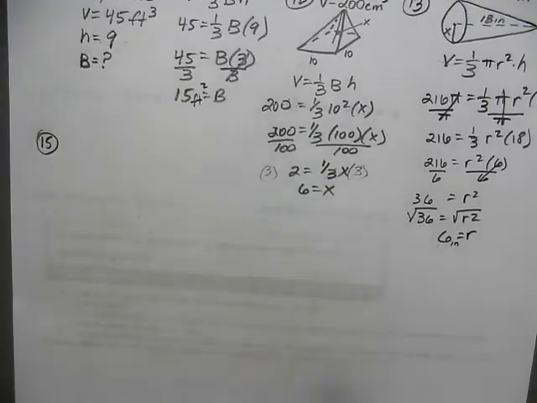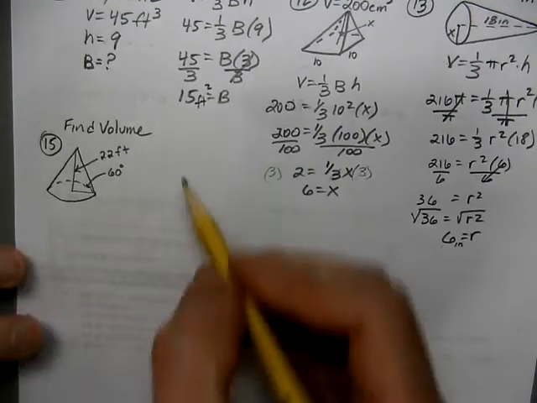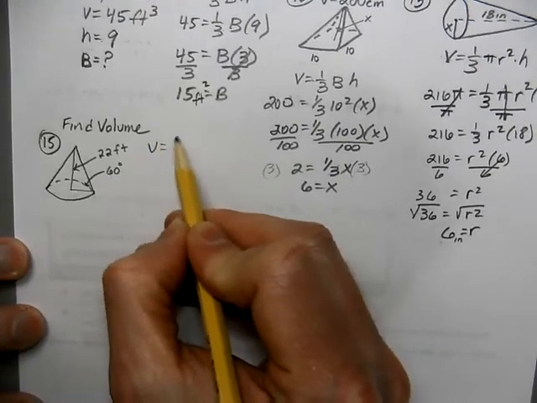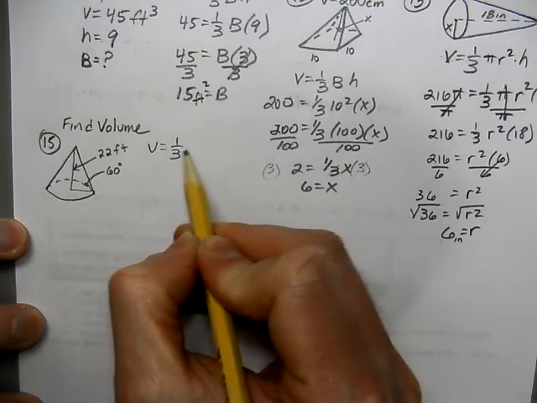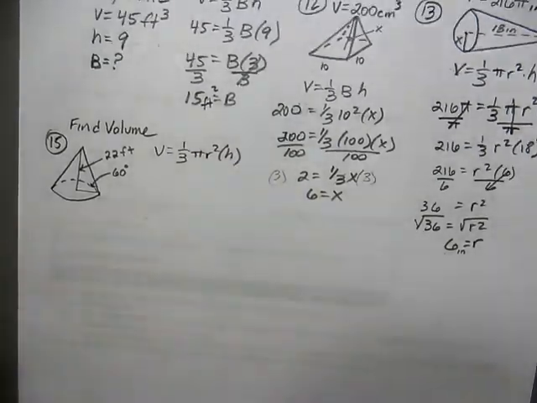Number 15. So for number 15, when we're trying to calculate the volume, we're looking at the formula to be 1/3 pi r squared times h. You need to recognize that a number you need to know is the radius.